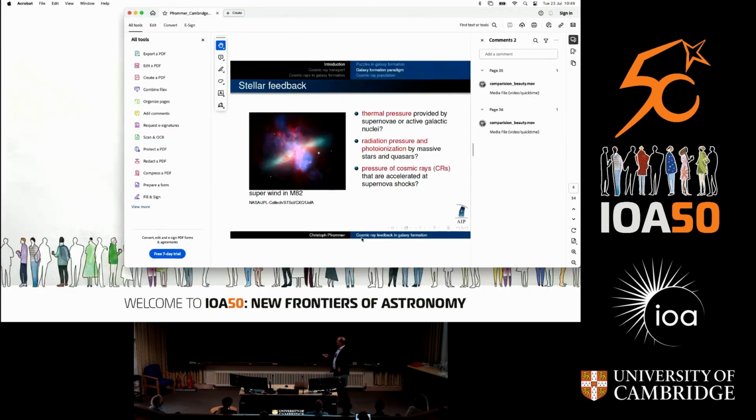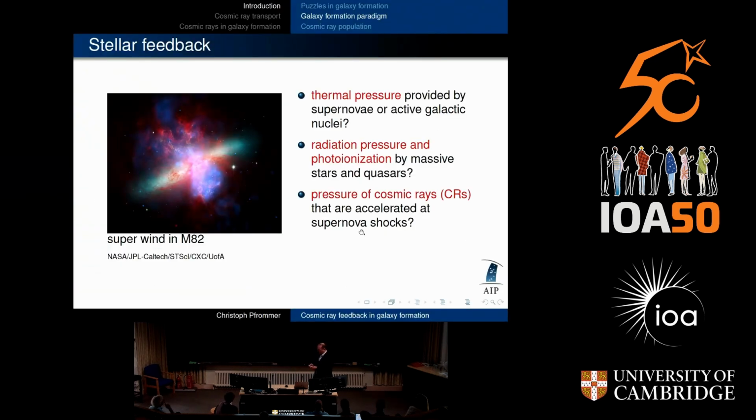People have put in this physics, and lo and behold, the subgrid model solved the problem. But high-resolution simulations that actually do the proper radiation transfer saw that this is not enough, except perhaps for the most massive starburst systems. And then a process that people have overlooked so far, cosmic rays, got into fashion. Potentially, the pressure provided by cosmic rays can drive these winds.